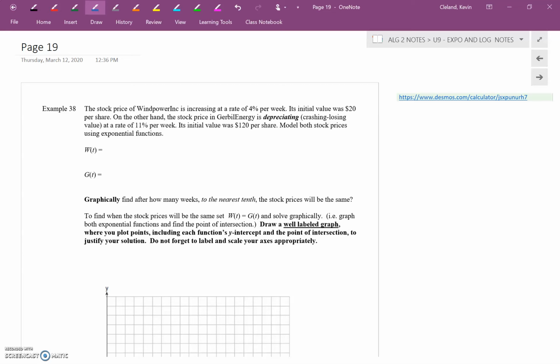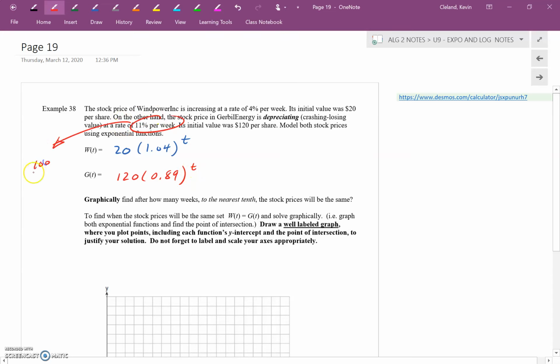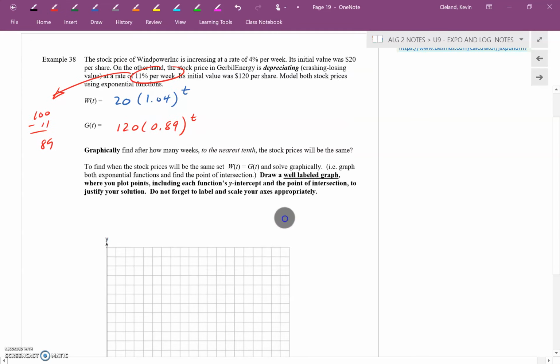Here's how we're going to build their equations. Initial amount going up by 4% a week. Initial amount going down by 11% a week. I think I'll color code these though. So let's go. All right. 100 minus 11 is 89. There's where 0.89 comes from.